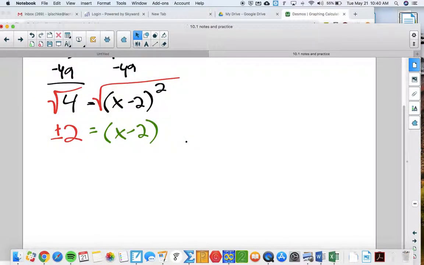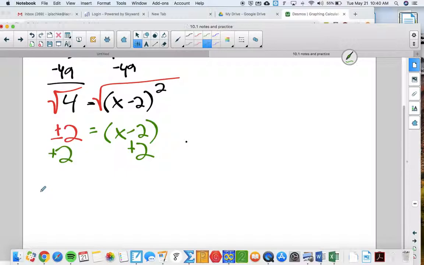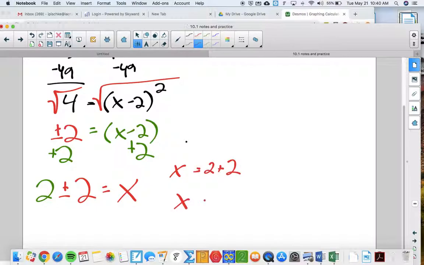And so then from here we just add 2. Plus 2, plus 2. So we get a positive 2. That's the plus 2 that I just wrote down. Plus or minus, from undoing minus 2. Plus or minus 2, because the red 2 is positive and negative, equals x. So now that means x equals 2 plus 2 and x equals 2 minus 2. This equals 4, this equals 0.